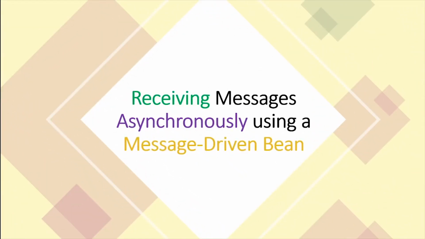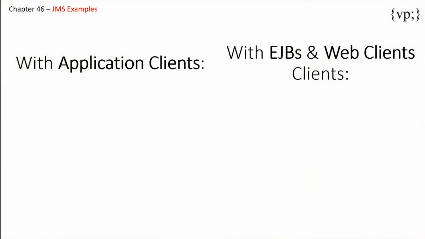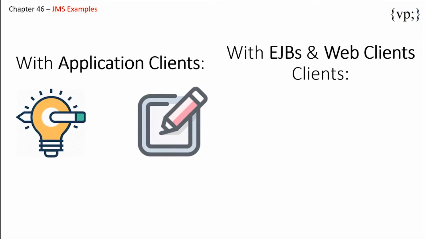In our next part, let's take a look into receiving messages asynchronously using a message-driven bean. So before, we only needed to deal with the way to have an asynchronous message in application clients. You would have to first define a class that implements the message listener interface, create a JMS consumer, and then call the method using a set message listener.